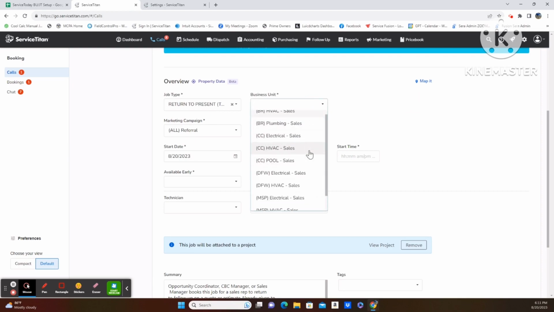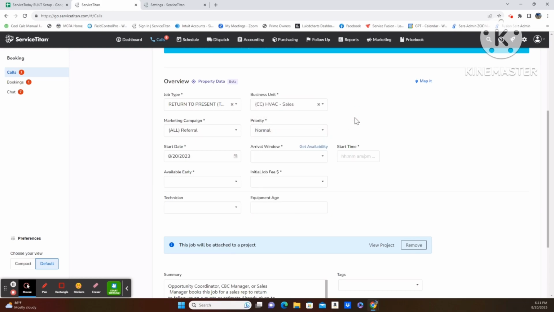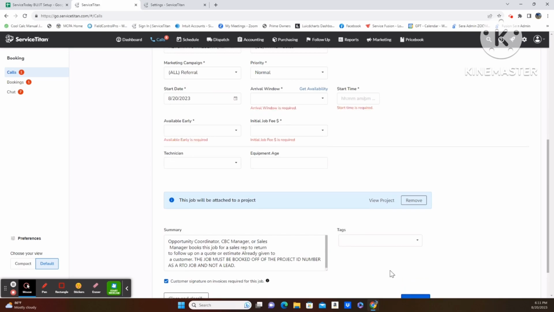And your return to present job or any sort of turnover job or, say, estimate job is always going to fall into the sales business unit of any said service.